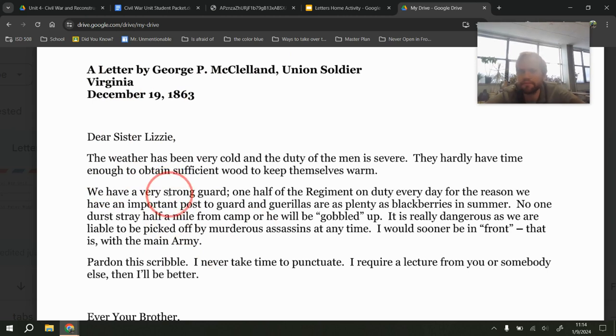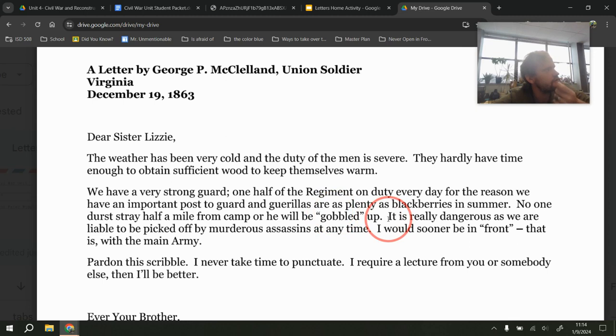I know he's not. We have a very strong guard, one half of the regiment on duty every day for the reason we have an important post guard, and guerrillas are as plenty as blackberries in summer. Now, he's not talking about the animal gorilla. He's talking about people who are fighting by sneaking around, guerrilla fighters. He's important to post a guard. They have a guard around camp because there's a lot of fighters. They're as prevalent as blackberries in summer. No one does stray half a mile from camp or he will be gobbled up.